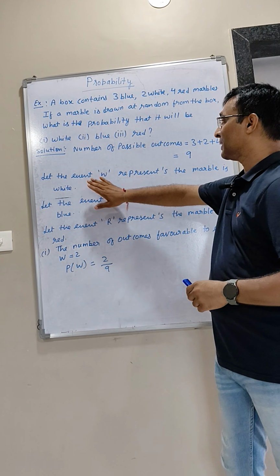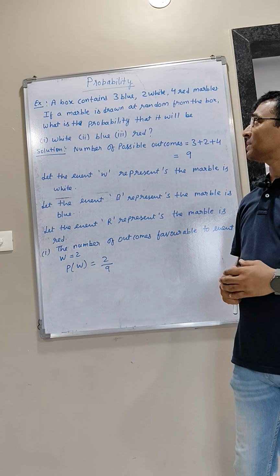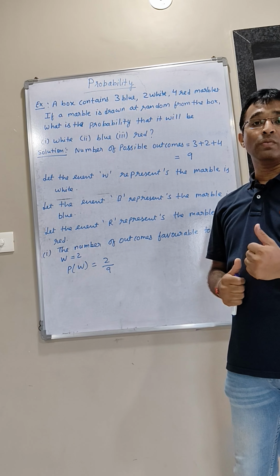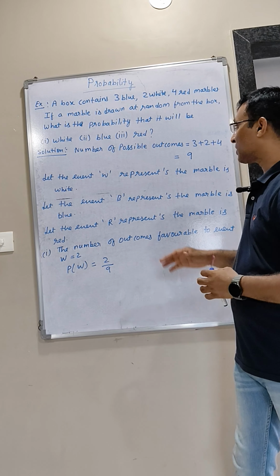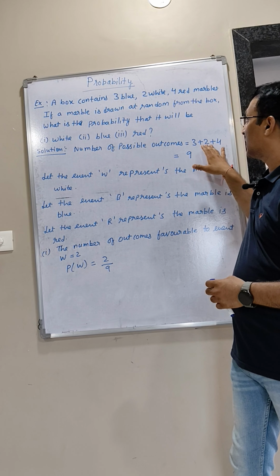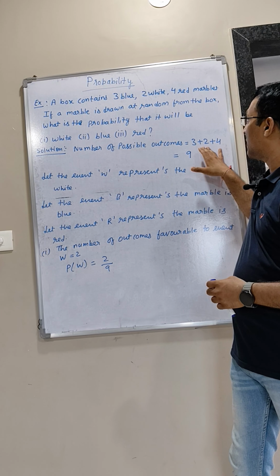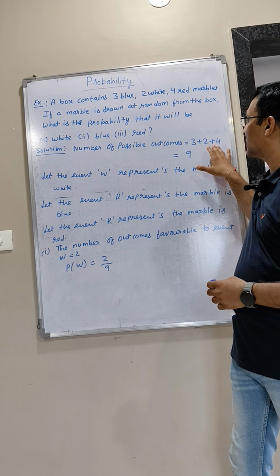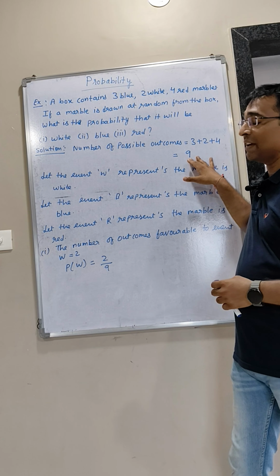Now let's move on and learn how to solve the problem. The total number of possible outcomes are 3, 2 and 4. As we know, there are three types of marbles: blue, white and red. So adding all the numbers of marbles, 3, 2 and 4, we are having 9.